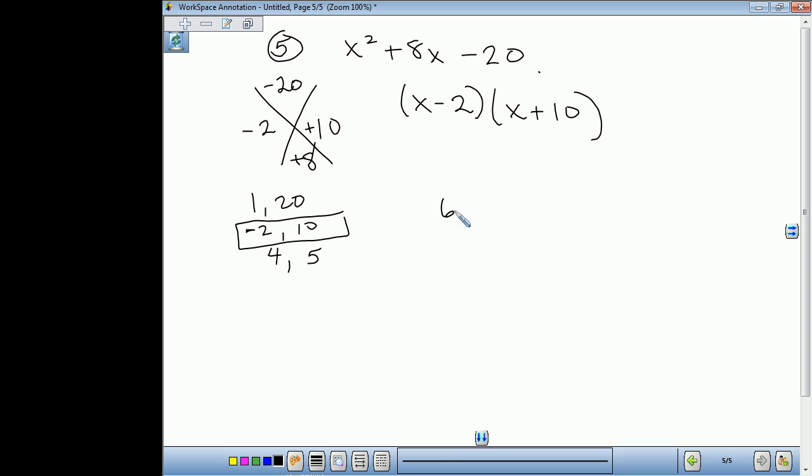All right. I'm going to give you one to try that is similar. Okay, so you try number 6. So we're multiplying to get a negative 18, but we're adding to get a positive 3. So we know they have to be opposite signs.